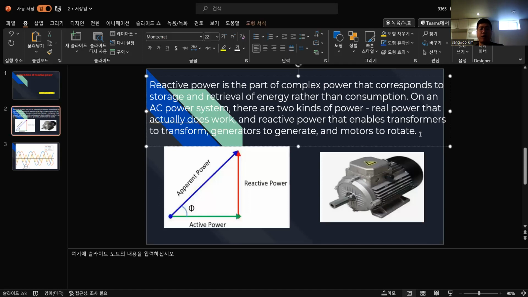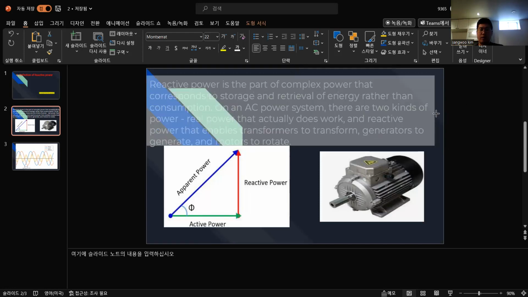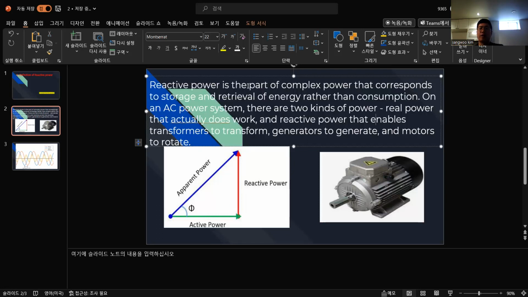So here, the definition of reactive power, I got it from Google, so I'll try to read it. Reactive power is the part of complex power that corresponds to storage and retrieval of energy rather than consumption. On an AC power system, there are two kinds of power: real power that actually does work, and reactive power that enables transformers to transform, generators to generate, and motors to rotate.